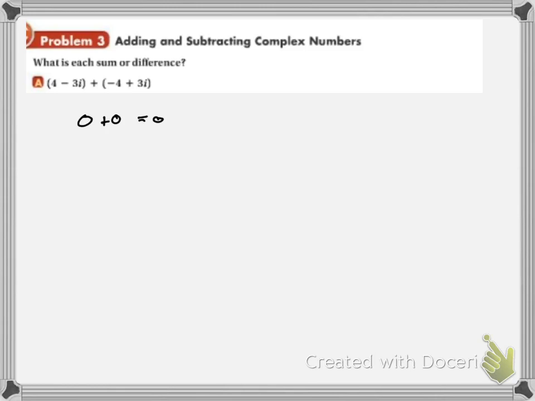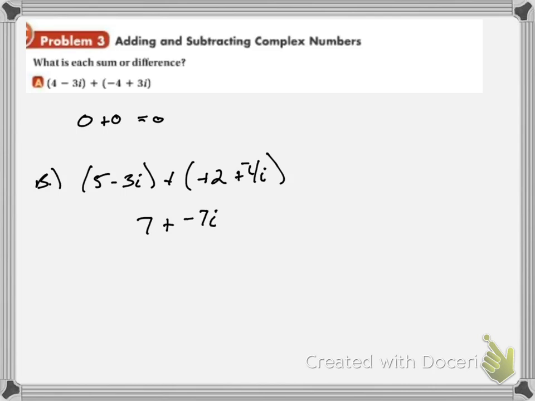What about if I gave you 5 minus 3i minus -2 plus 4i? Now, I would distribute my negative sign through here. It makes it easier. So 5 plus 2 is 7, plus, and then -3i plus -4i gives me -7i. So our answer here should be 7 minus 7i.